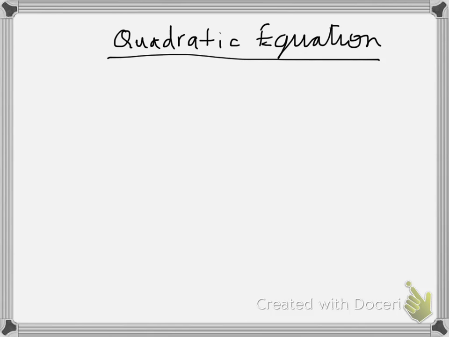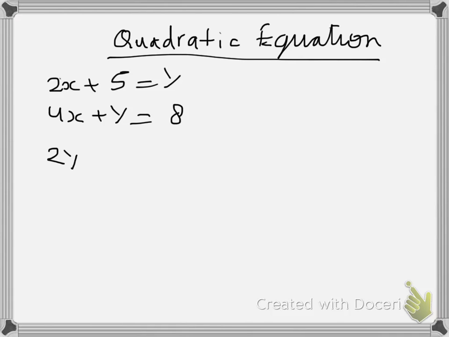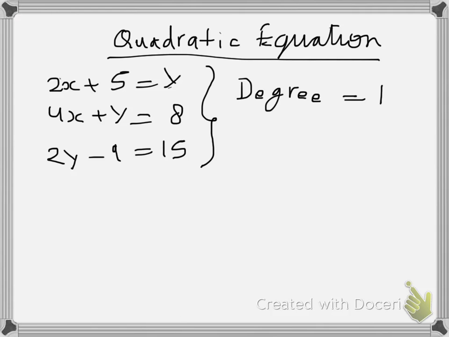How do you define a linear equation? Okay, let me give you some examples. A linear equation you can write like 2x plus 5 equal to y, or 4x plus y equal to 8, or maybe 2y minus 9 equal to 15. So these are examples of linear equations. In a linear equation, the variable in the equation has the power of 1, or another way to say it is the degree of the equation is 1.